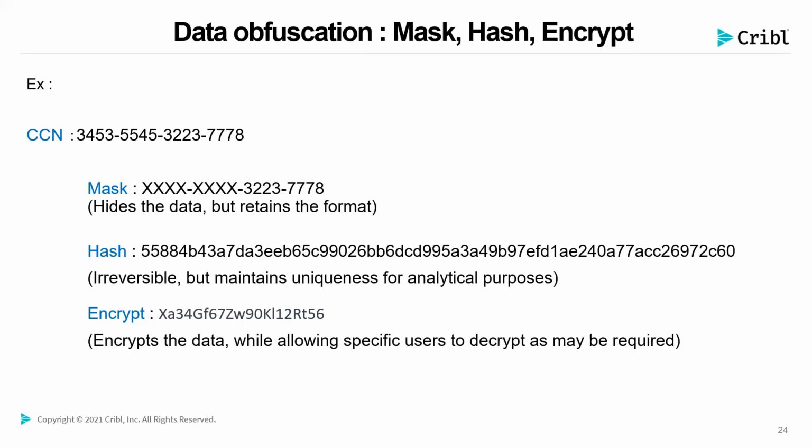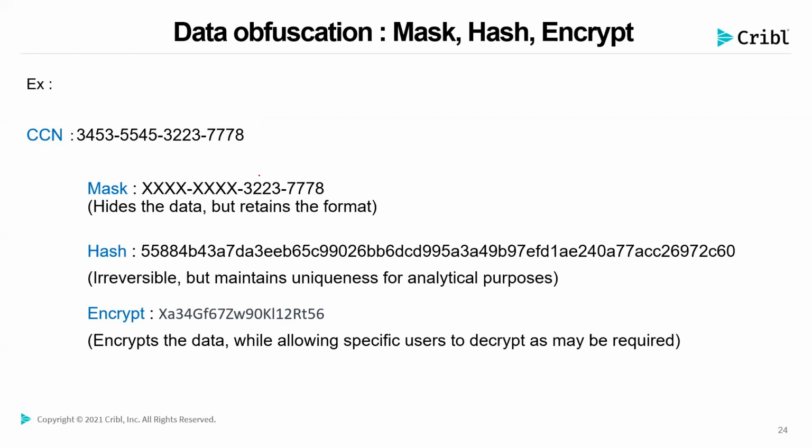And this is again the key use case that is particularly useful in the health sector and in the financial sector. Cribl allows you to mask, hash, and encrypt data before it reaches your destination. So what do we mean by masking, hashing, and encryption? Let's take the CCN for example.